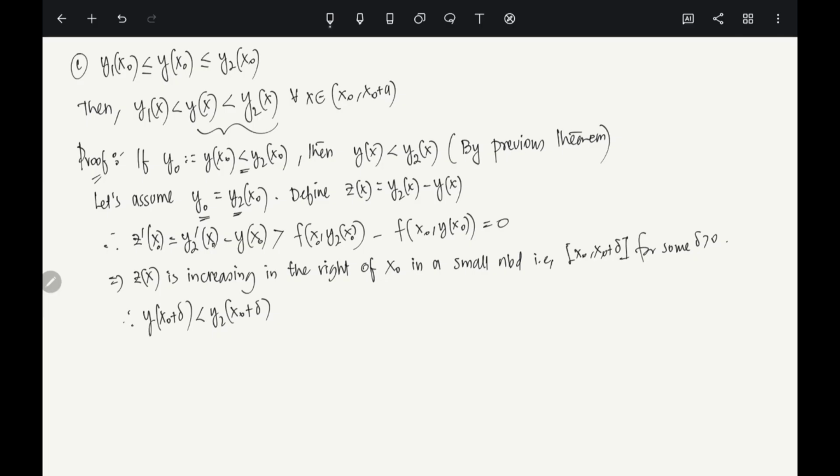Okay, now you see you have your new initial condition, which is x naught plus delta. So you look at these functions at x naught plus delta. If you think of it, y1, y2 start from there. So for all x after x naught plus delta, y of x must always be less than y2 of x for all x greater than or equal to x naught plus delta. This will imply this. This is from the previous theorem.